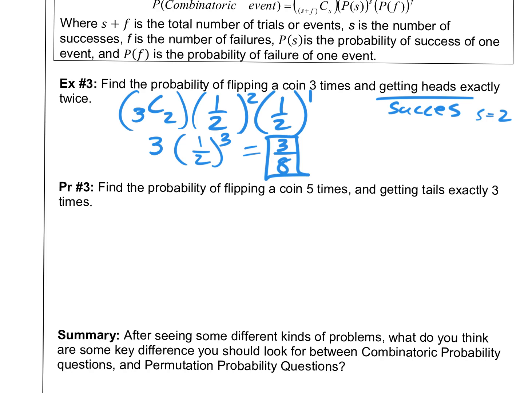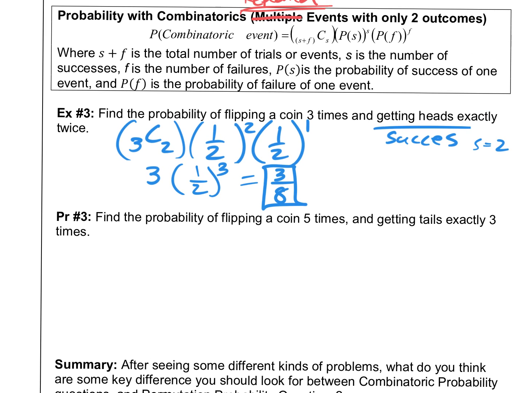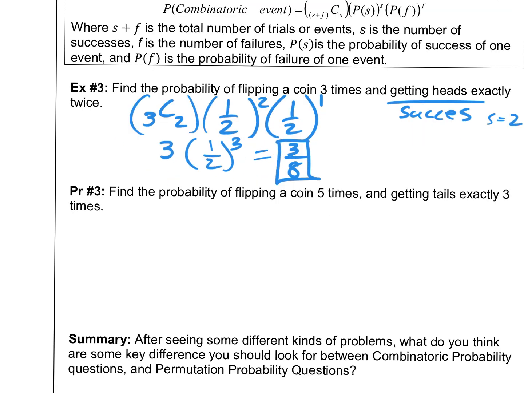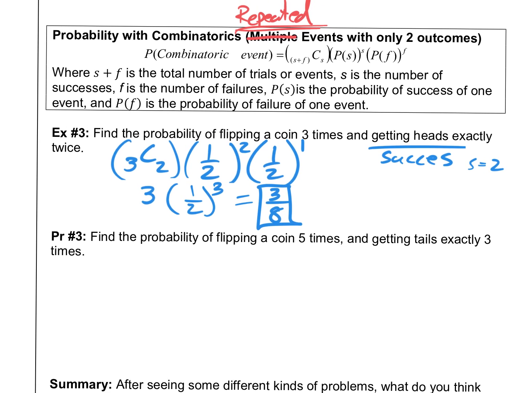Okay, what I want you to do is to do practice 3 on your own, but I'm going to try to help you set it up because we know where all the pieces go, but I want to make sure you clearly know what a success and failure is in this situation. So this one says, find the probability of flipping a coin 5 times. All right, so your total amount, success plus failures, is 5. Choose. And getting tails exactly 3 times.